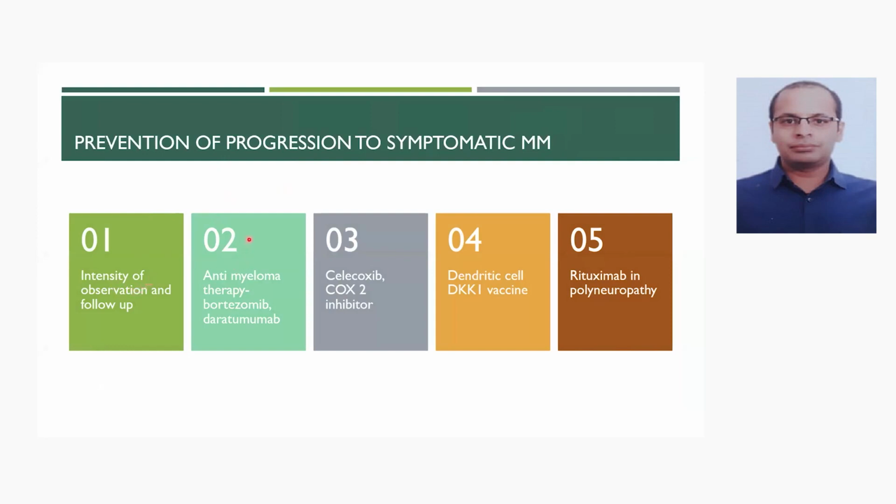Otherwise, there is some potential role, and some trials are even giving anti-myeloma-like therapy to monoclonal gammopathy patients. Interestingly, celecoxib has been tried in such patients and is in clinical trials. Dendritic cell vaccine has been used. And if the patient has a polyneuropathy, that is neurological kind of symptoms, in those scenarios, you can consider rituximab as well.